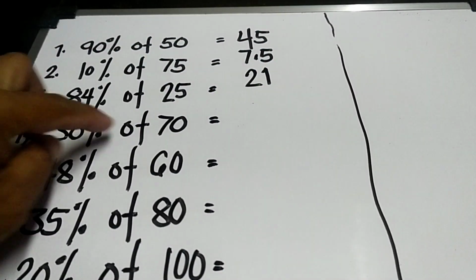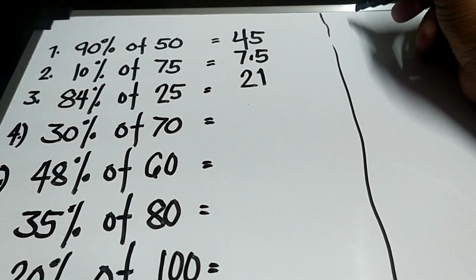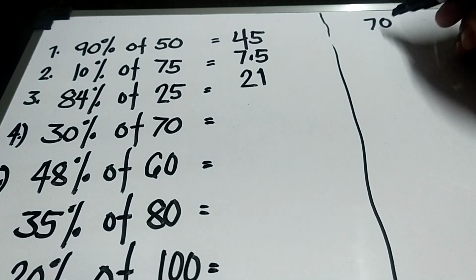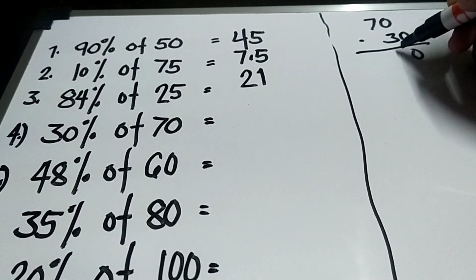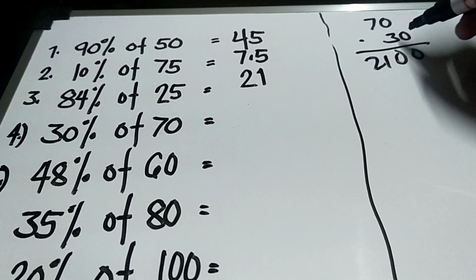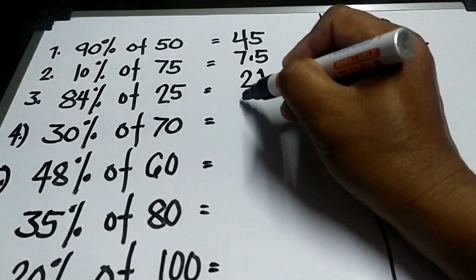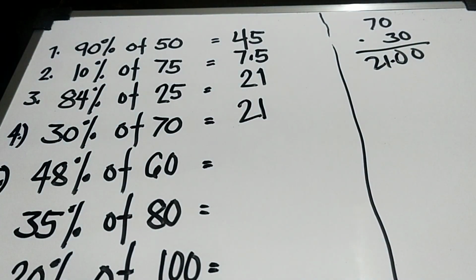How about 30% of 70? So 30% of 70, so this is 70 times 0.30. Okay, so we multiply, and therefore this is also equal to 21.